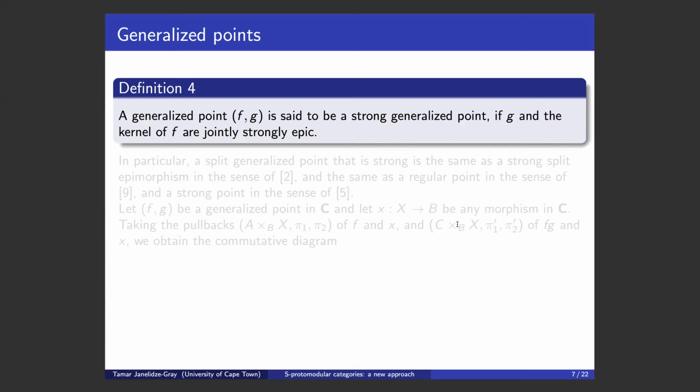We need another definition, which is a notion of a strong generalized point, and this is coming from generalizing the notion of a strong point in the sense of Bourn. So we say that a generalized point FG is a strong generalized point if G and the kernel of F are jointly strongly epic. Now, what do we mean by that?